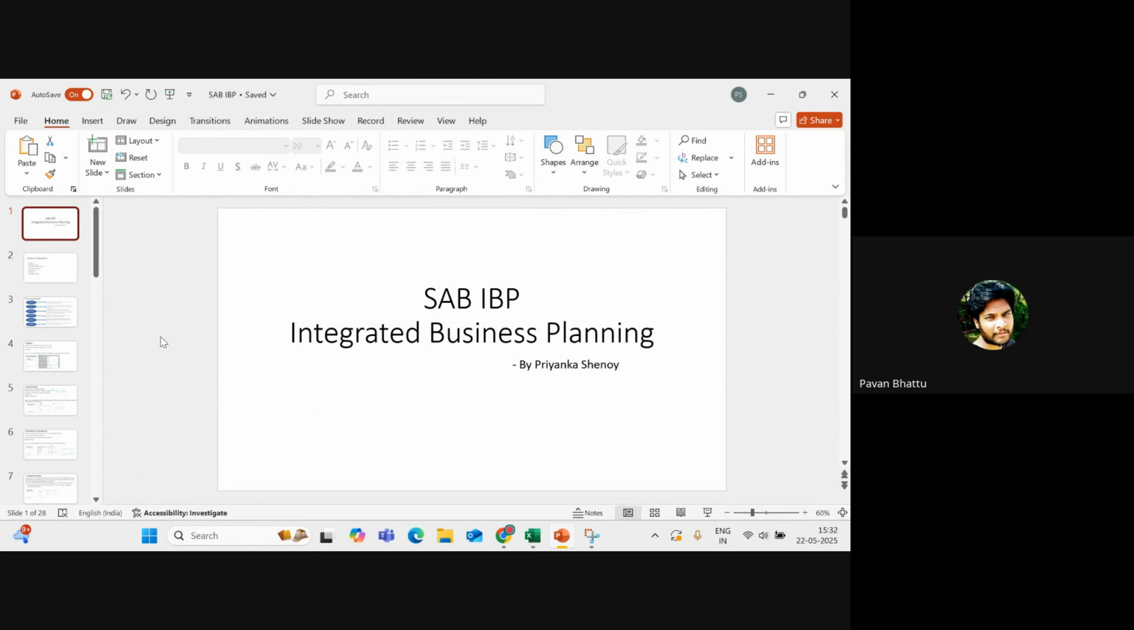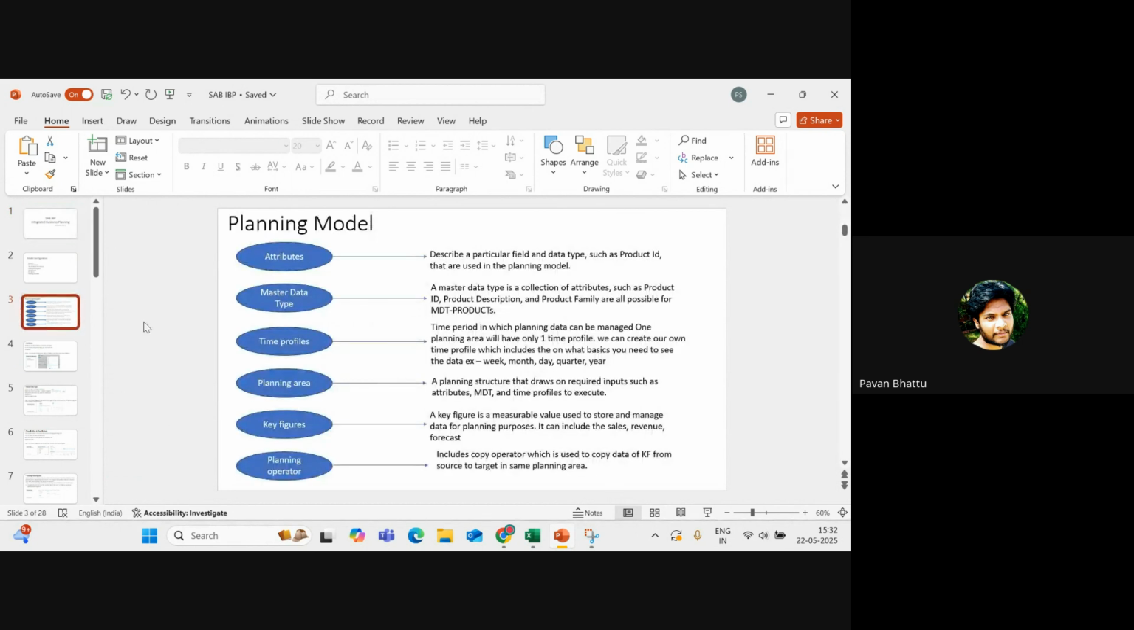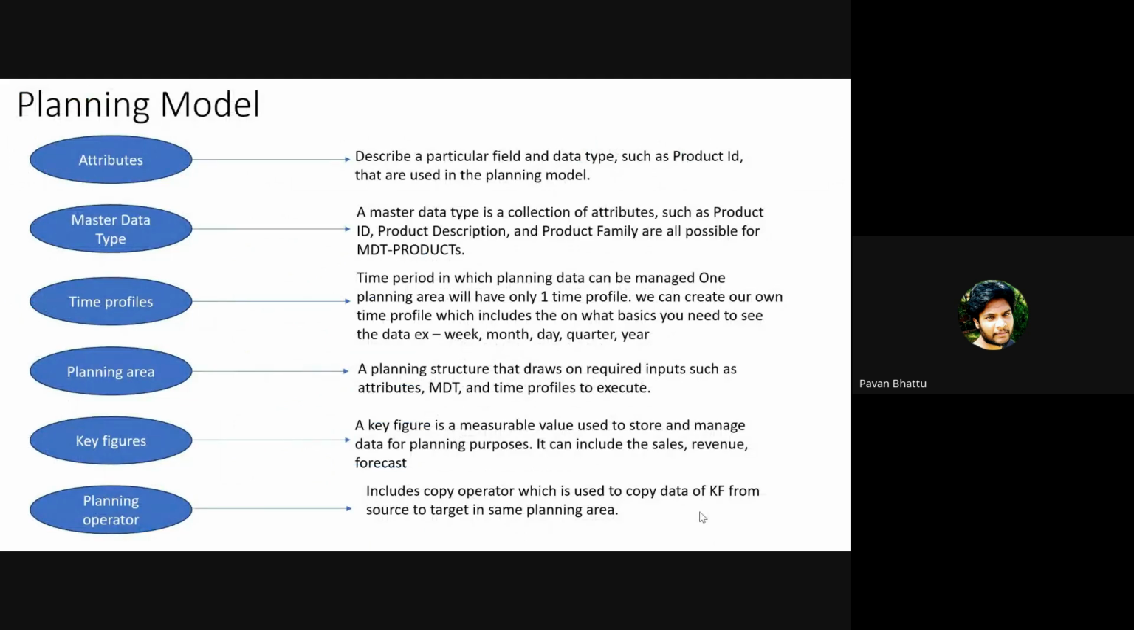And a couple of points we're just trying to highlight. Maybe you can go to slide number 3. Yeah, here. So here you're talking about this planning model, attributes, master data type, and all these things, right? So basically, these are the things technically with respect to IBP, right?